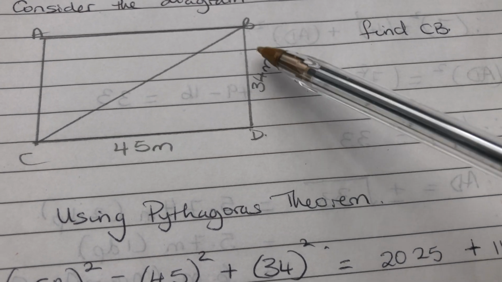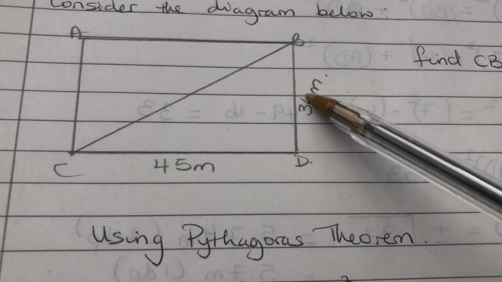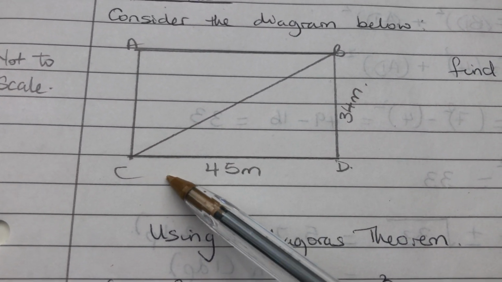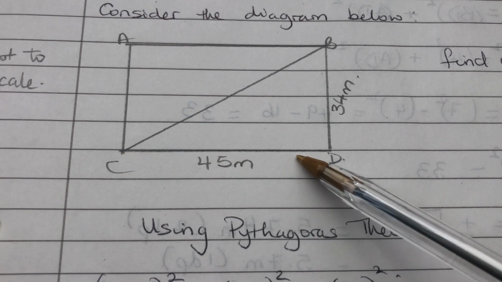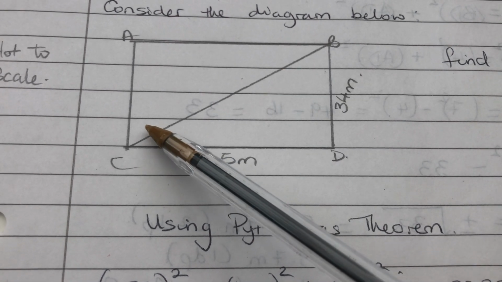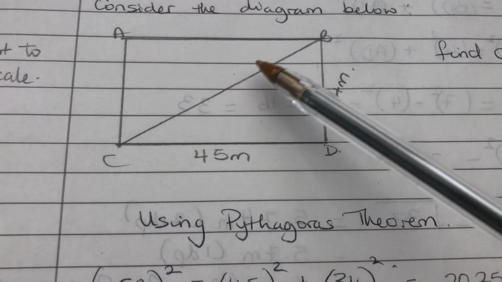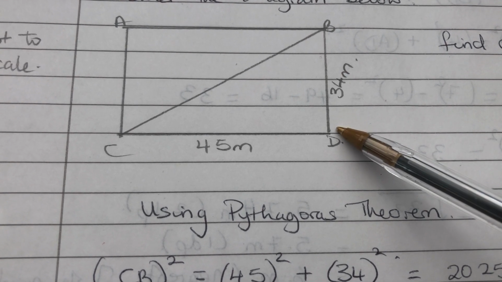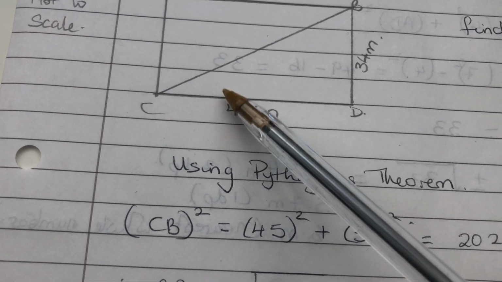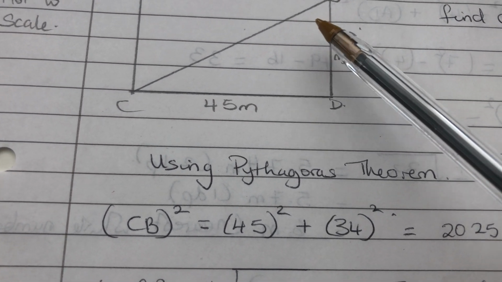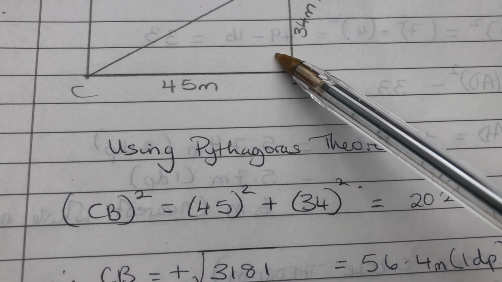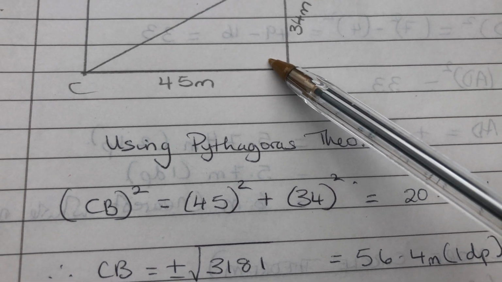BC, BD is 34 meters. Now, because it's a rectangle, CD will be the same as AB, and AC will be the same as BD. So now we are going to use Pythagoras theorem to find CB. As I said, Pythagoras theorem is a very important equation in maths.